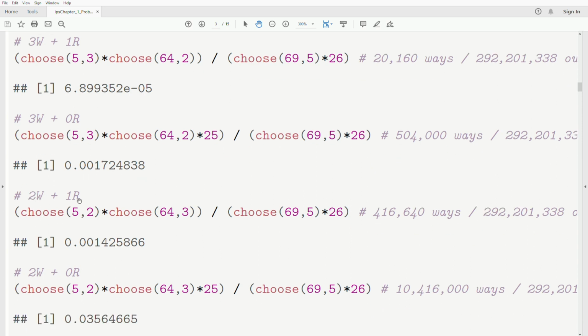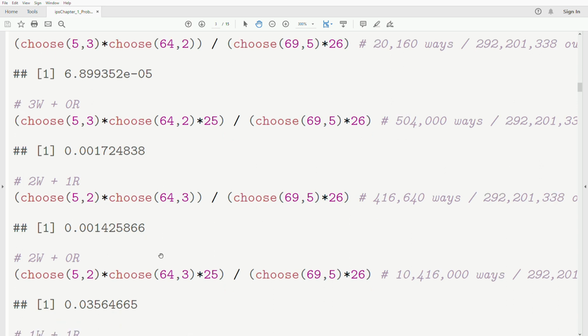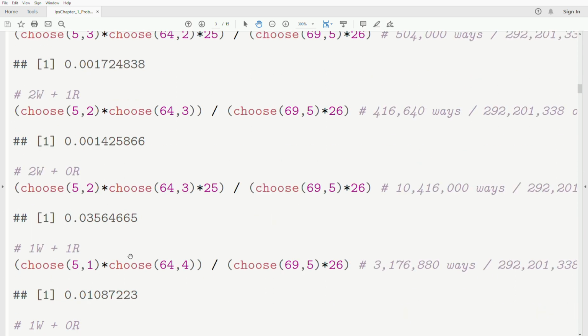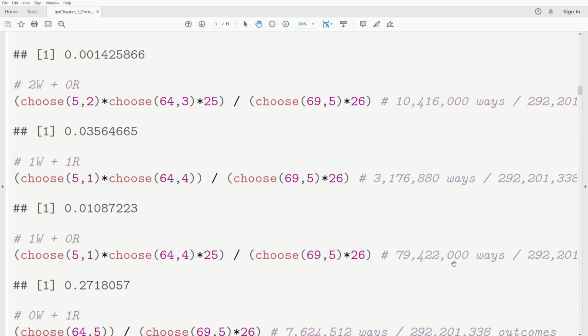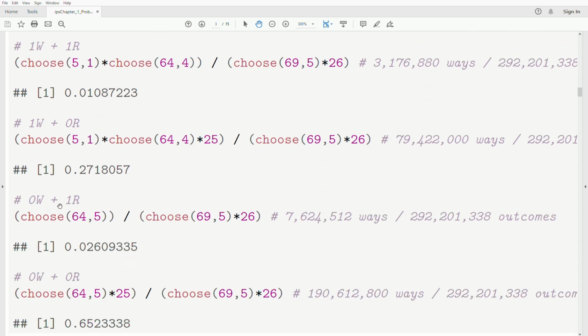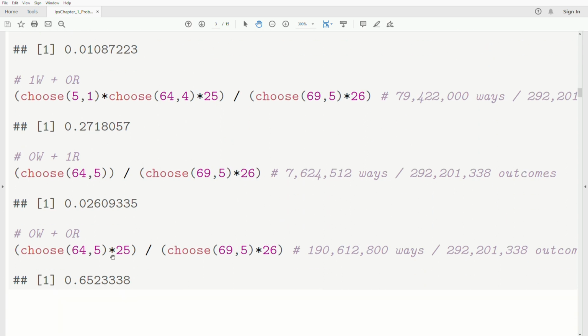Probability that we match 2 white balls and 1 red ball is 416,640. And again, we're going to go over this combinations notation in a couple of videos. Oh, and I always post the R code in the comments if you want it. So we just keep going. 2 white balls, 0 red balls. 1 white ball, 1 red ball is 3 million. 1 white, 0 red, 79 million ways that can happen. 0 white, 1 red, 7 million ways that can happen over the 292 million. 0 white, 0 red, it's a 65% chance that you don't match anything.